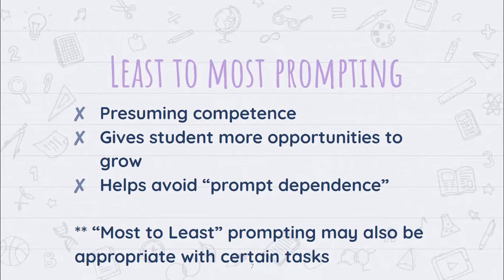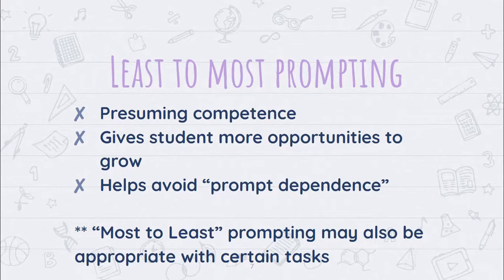Now let's go through some concepts before we see some video examples. So the concept of least to most prompting involves moving through the prompt hierarchy, starting at a more independent prompt and moving to more involved prompting only if the individual does not first succeed. This fits with the mindset of presuming competence, meaning that you approach the student with the directions as if they were independent at the task, and then build up or scaffold their support only as needed. Now, this gives the student more opportunities for independence and also helps avoid prompt dependence.